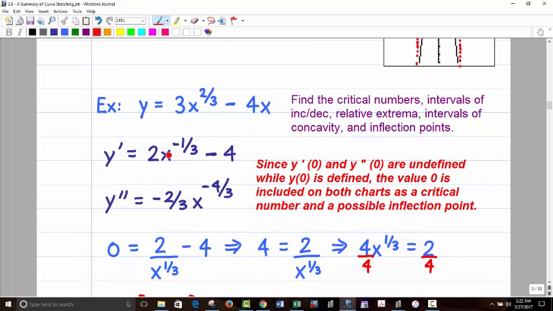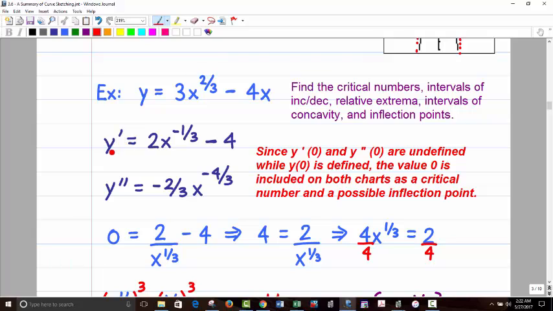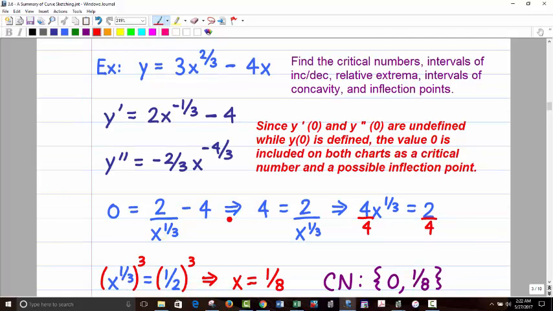Now we still could get other values besides that, but that's for sure. When you take this derivative, now I come down here and you see where I wrote that, the derivative is undefined at 0, but yet the original function is defined at 0. And that means 0 is by definition a critical number, but we're not through. We have to see if there's any others. So we take the function, I rewrote it like this with a positive exponent, set it equal to 0 to look for any other critical numbers besides 0.